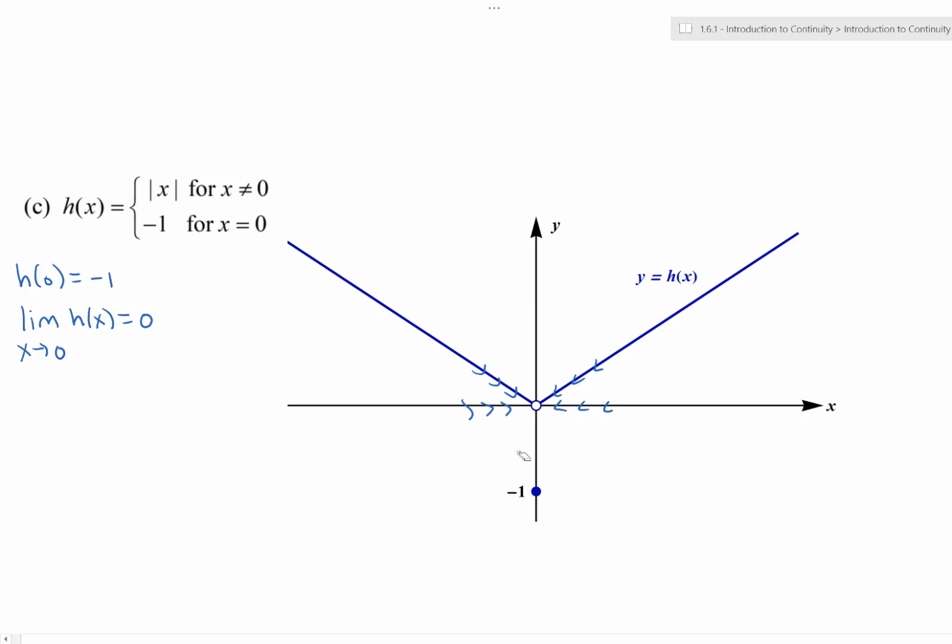And so what we want to note is that the value of the function at 0 is actually not equal to the limit as x goes to 0 of the function. Even though each of them exists individually, they're not equal to each other, and we can see their behavior in the graph. There's this problem spot, if you will, there.